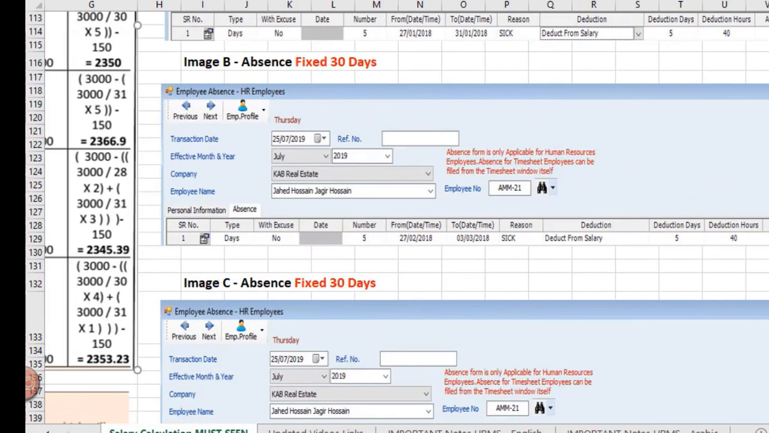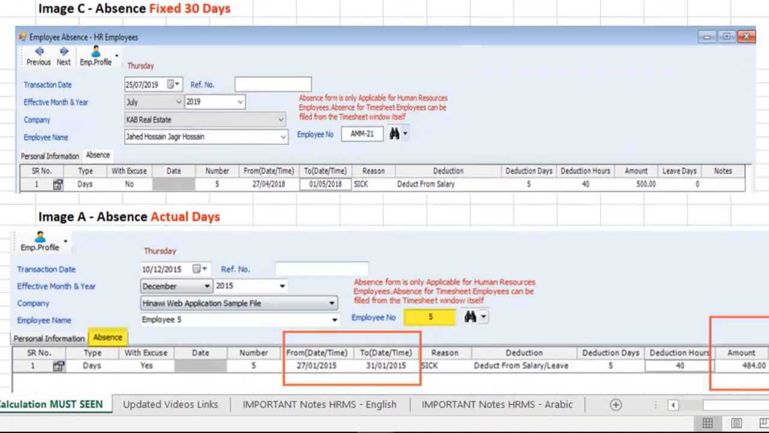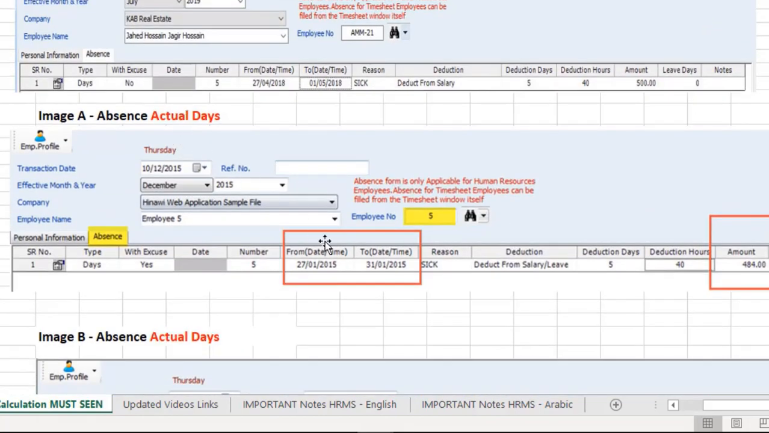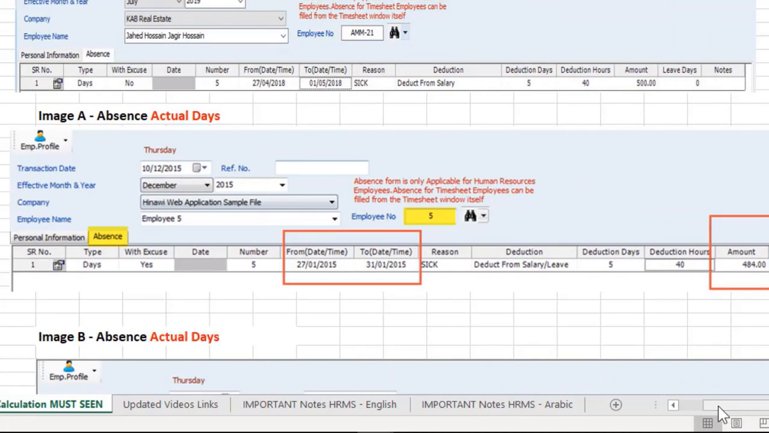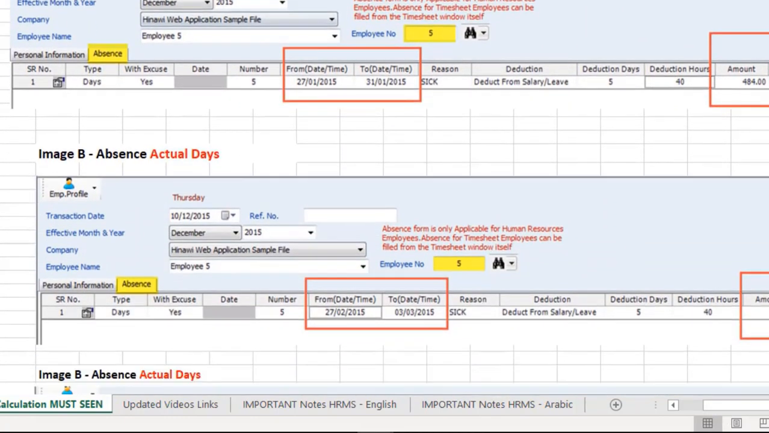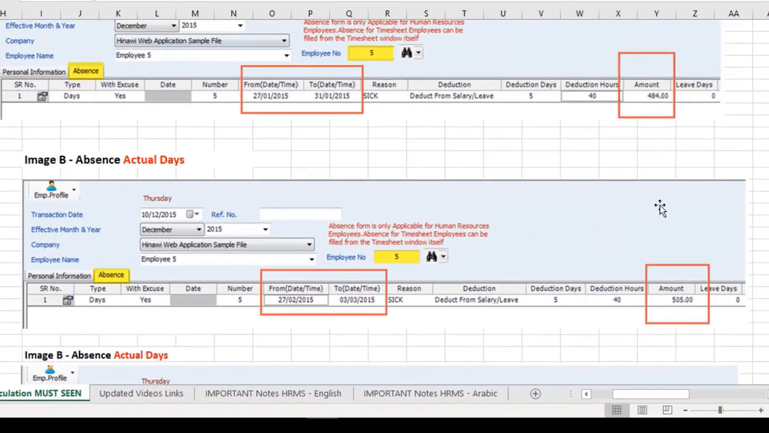This is how it's calculated based on an actual screenshot right here. This is the absence for the actual days. Notice here from 27th of January till the 31st, it automatically calculated as 5, the number of days. And here the amount is 484, automatically also calculated, because if we follow the same calculation right here, we will have this amount. Same thing comes for absence in image B, which shows us, look at the difference right here between image A and image B.